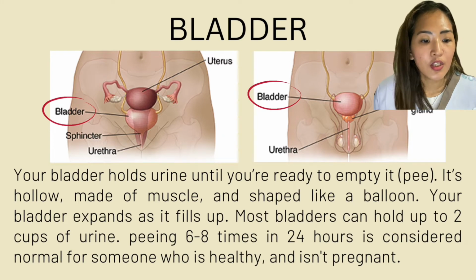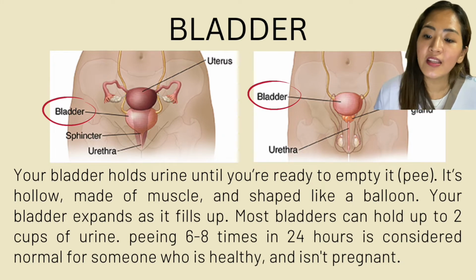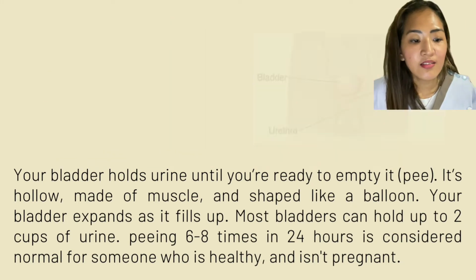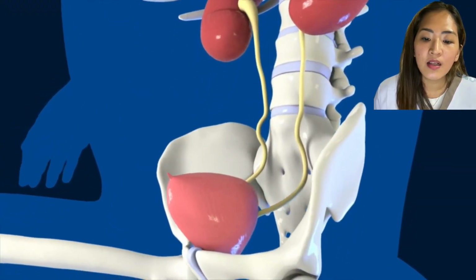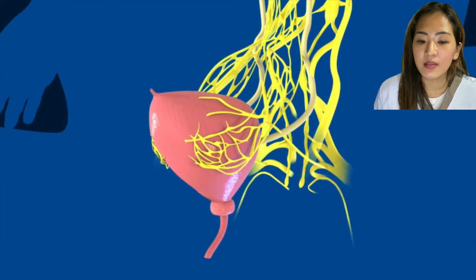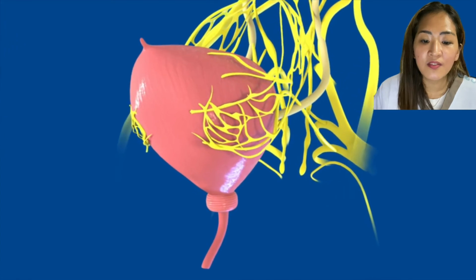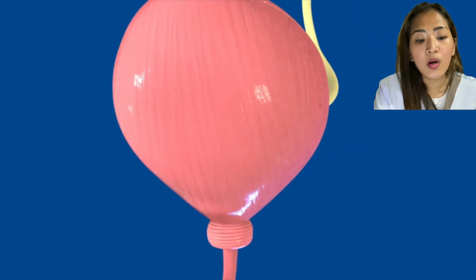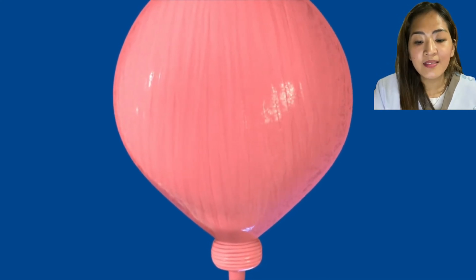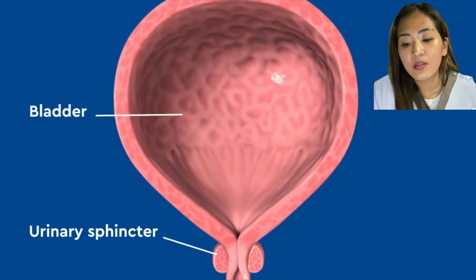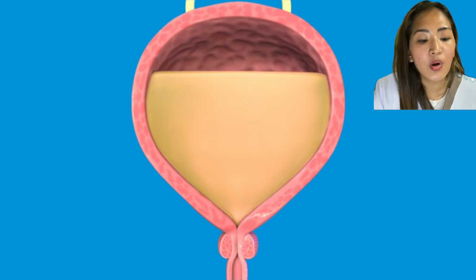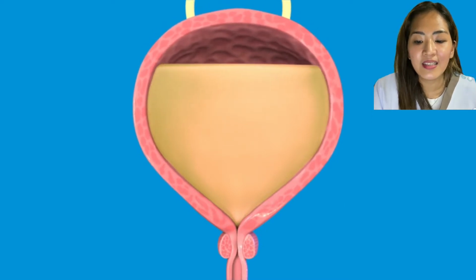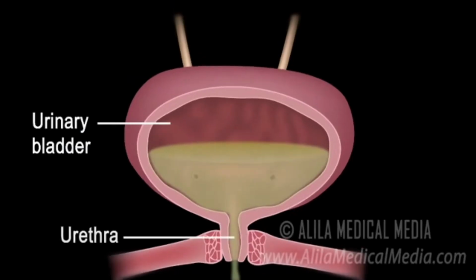Bladder. Your bladder holds urine until you're ready to empty it. It's hollow, made of muscle, and shaped like a balloon. Your bladder expands as it fills up. Most bladders can hold up to 2 cups of urine. Peeing 6 to 8 times in 24 hours is considered normal for someone who is healthy and isn't pregnant.